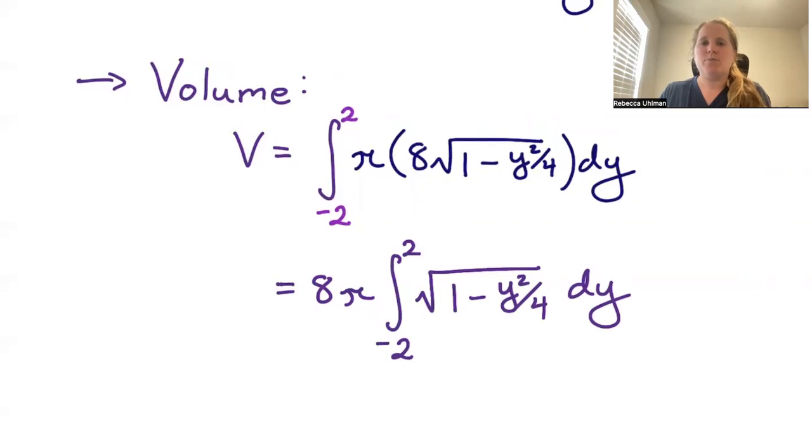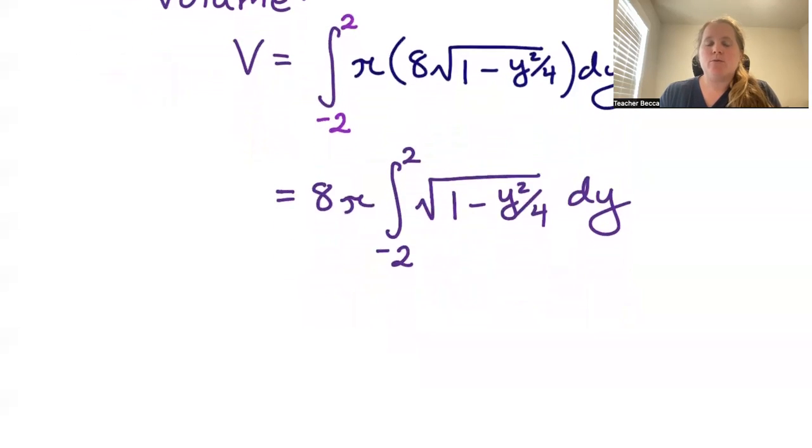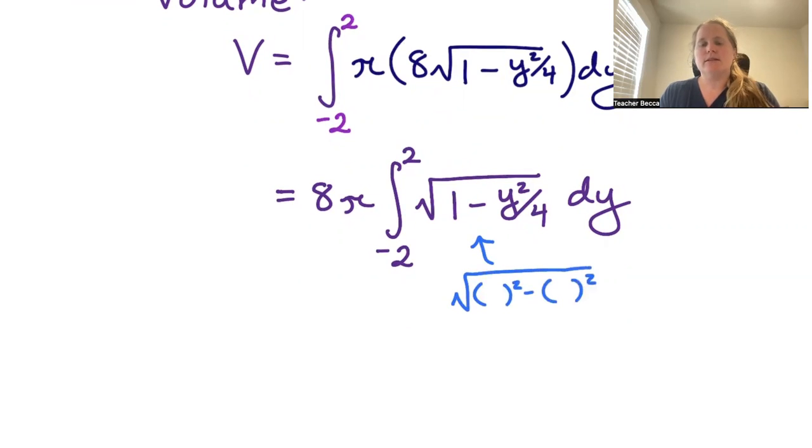From here, it remains simply to apply our various integration techniques. This particular setup, having a square root of 1 minus y squared over 4, lends itself to trig substitution. So the square root of something minus something squared lends itself to trig substitution.